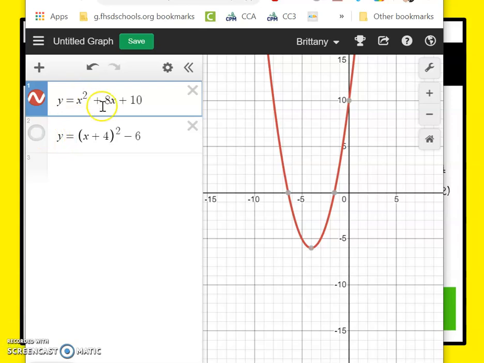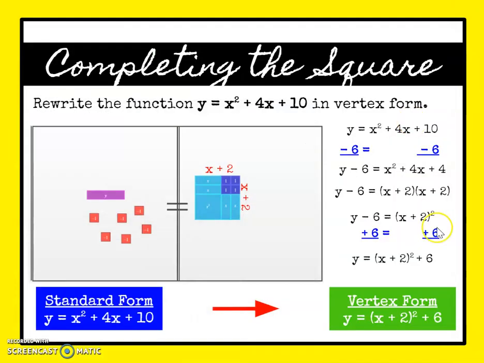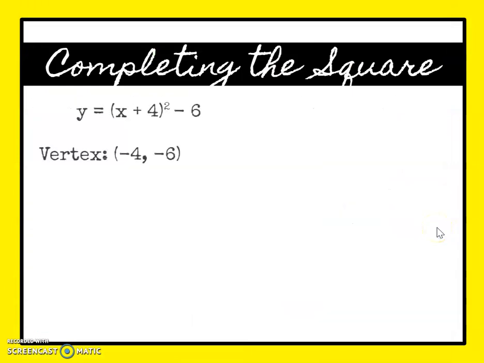We have x squared plus 4x plus 10, and we have (x plus 2) squared plus 6. Note that they're the same, and note that the vertex is at (-2, 6). All right, so now that we've looked at those, let's see if we can find the pattern between why this might be called vertex form.